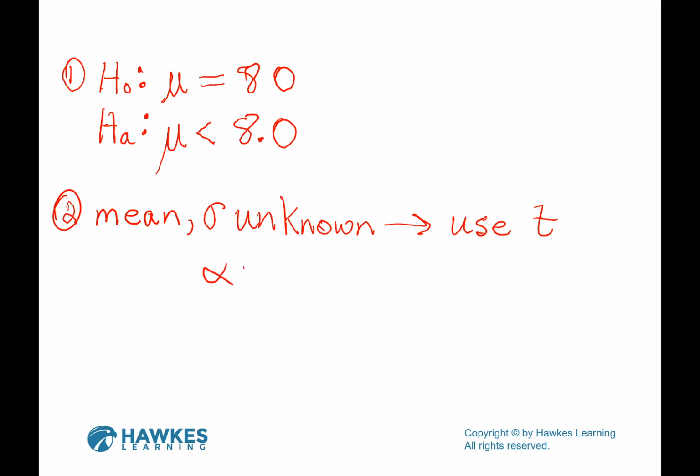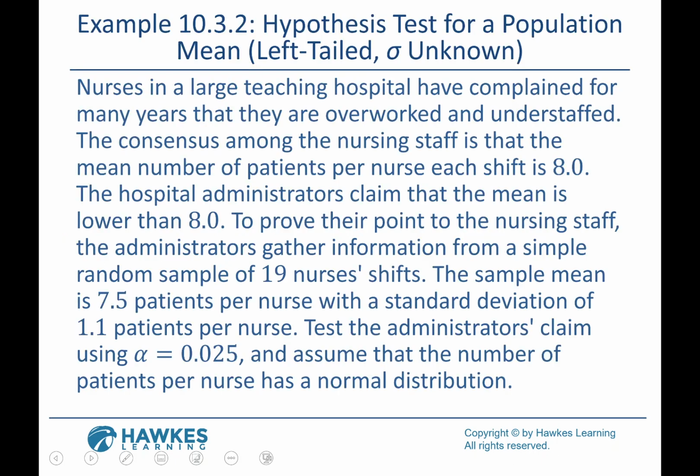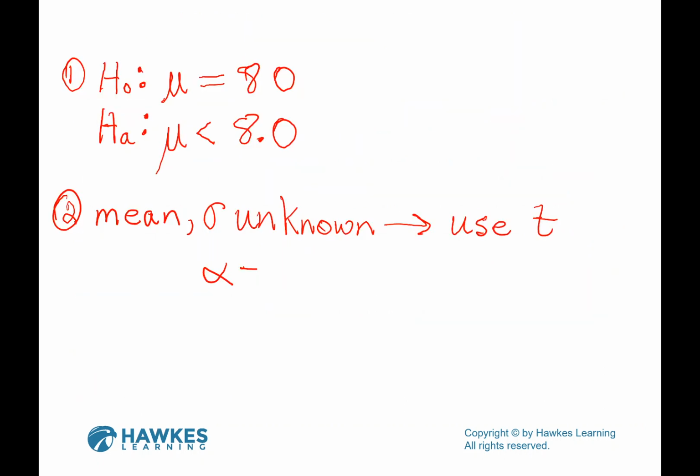And we also want to state our significance level here. It just gives it to us. Our significance alpha is 0.025, so we'll take note of that. It's going to drive me crazy today. Any questions so far?